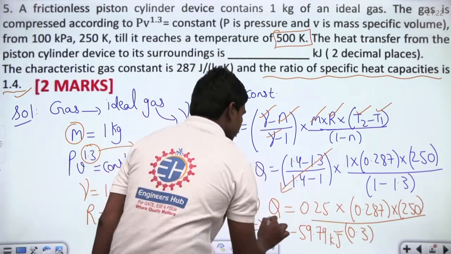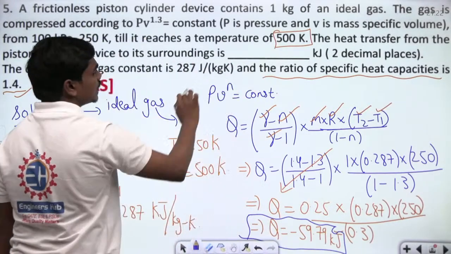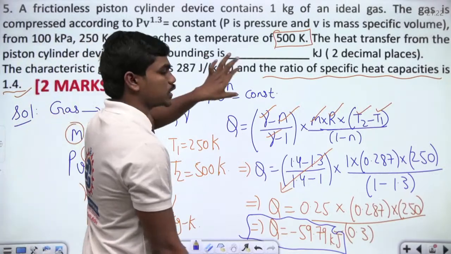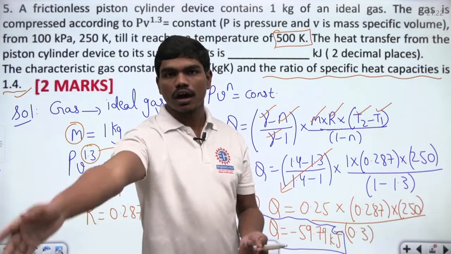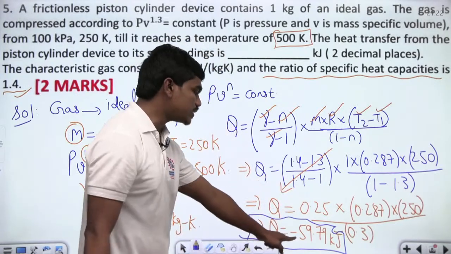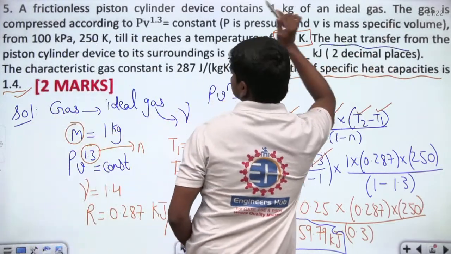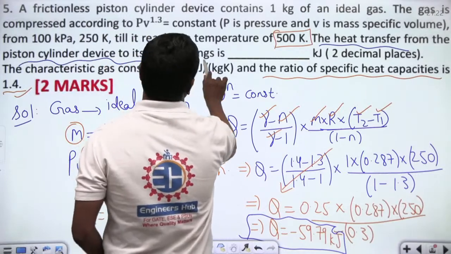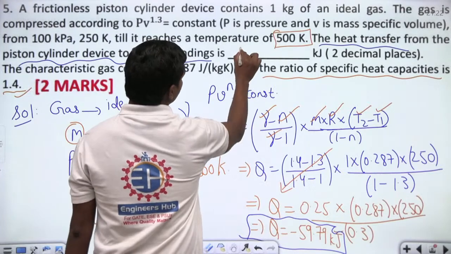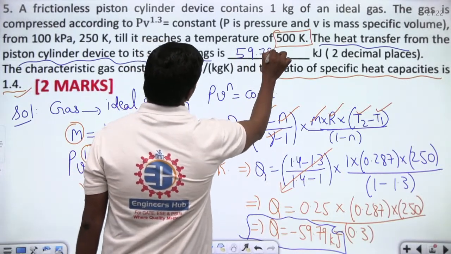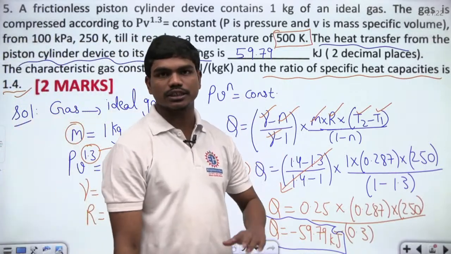And since they are asking what is the heat transfer from the piston cylinder device to its surroundings, here we got a negative value because it's obvious that during compression some heat gets out to the surroundings from the system. That's the reason why we got a minus sign here. But since they have already asked for the heat transfer from the piston cylinder device to its surroundings, they are already talking about loss. So it's enough if we enter the numerical value, which is 59.79. So 59.79 kilojoules is the exact value of the heat transfer happening in this process of compression.